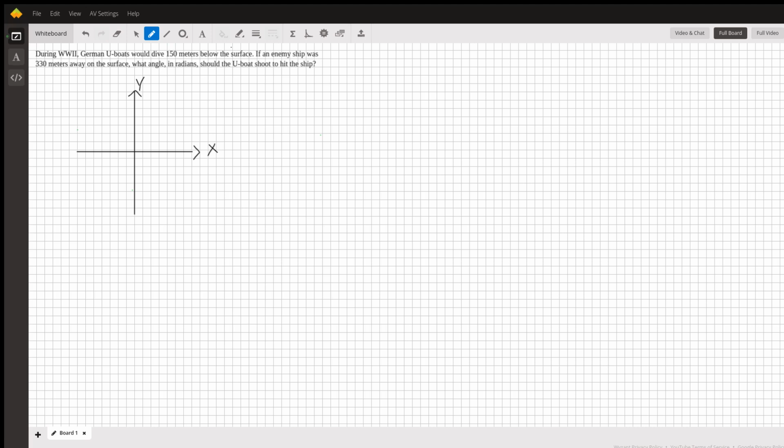Now, the question states, during World War II, German U-boats would dive 150 meters below the surface. If an enemy ship was 330 meters away on the surface, what angle in radians should the U-boats shoot to hit the ship? So first, let's understand what the question is asking us. It's asking us to find the angle in radians.